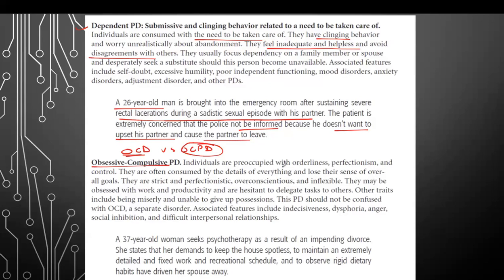Individuals are preoccupied with orderliness, perfectionism, and control. They are consumed by the details of everything. They're strict, perfectionist, and inflexible. That means they want everything to be in the right place. They want everything perfect. That is when we call it obsessive compulsive personality disorder.